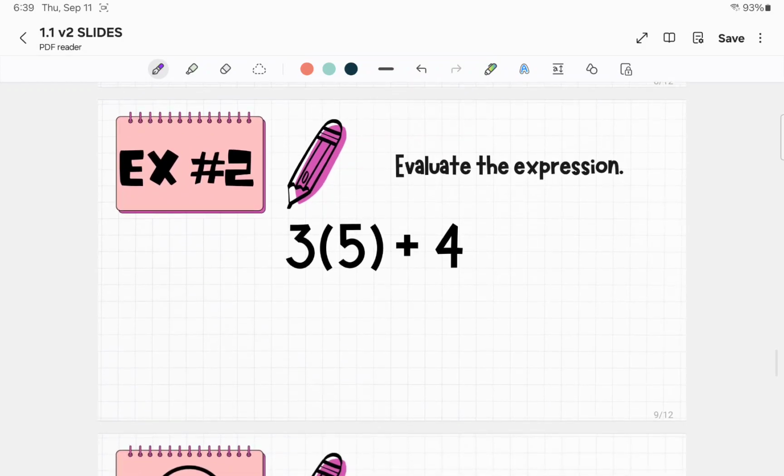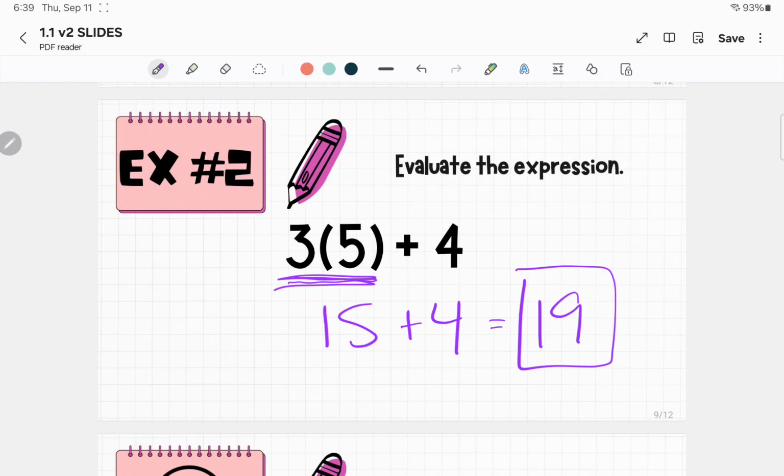Let's do example number 2. This says 3 times 5 plus 4. Whenever numbers, or numbers and variables, are next to each other like this, that means multiply. So my 2 operations here are multiplication and addition. There's no parentheses, there's no exponent, but there is multiplication or division. There's that M or D. So we're going to do that first. Underline the multiplication, and that's what we're going to evaluate. So 3 times 5 is just 15. And then our last step, 15 plus 4 is 19.